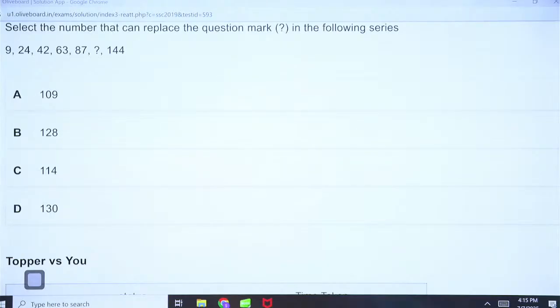Okay. Out here, what we can do is just check the difference, right? Because I don't think anything is being multiplied directly. So if I check the difference, what will I get here? Here I'll get 15.